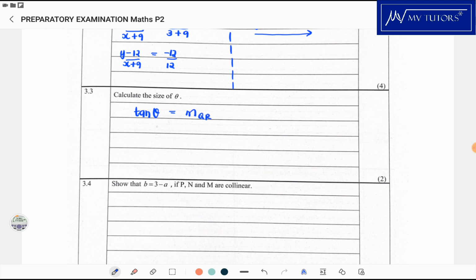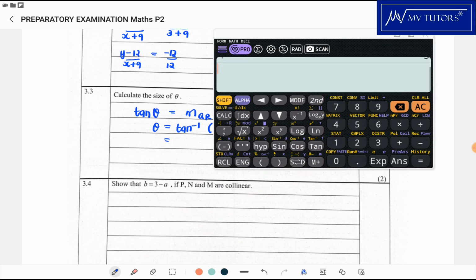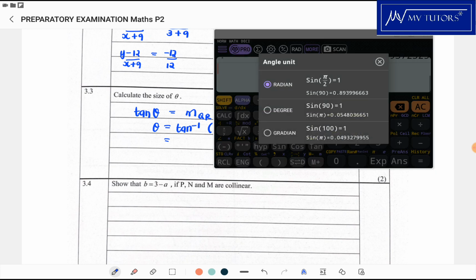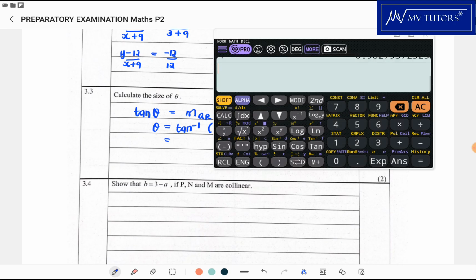And that gradient, if you take it, it's going to say arctan of the gradient of QR, which we said is 3 over 2, 1.5. And then we're just going to determine what that is. So if we say shift tan and 3 over 2, which is just 1.5, wait, oh guys, you see this calculator is in radians. Make sure you are in degrees.